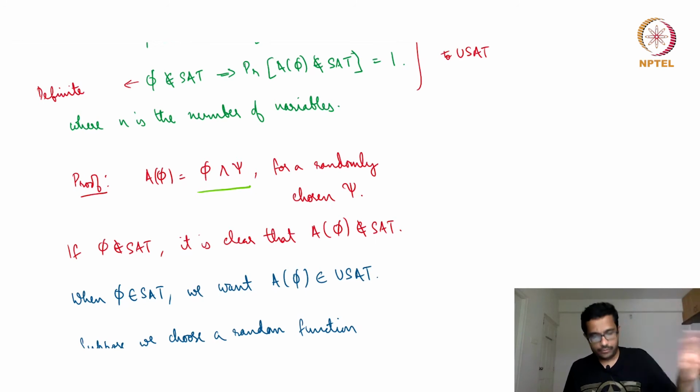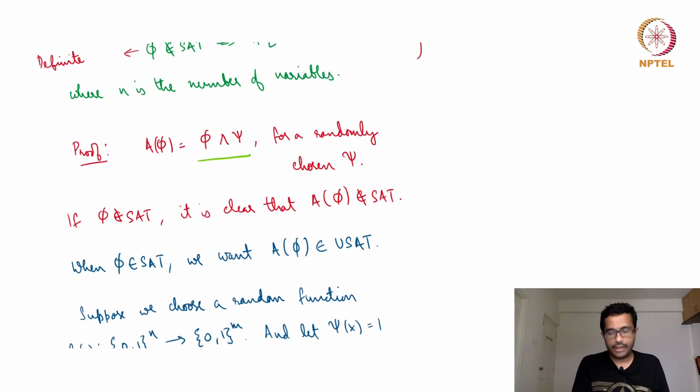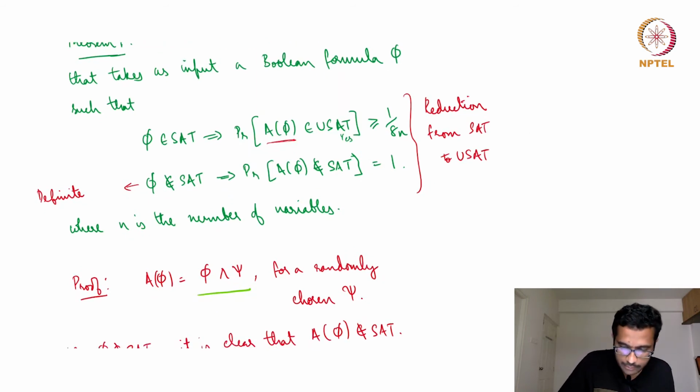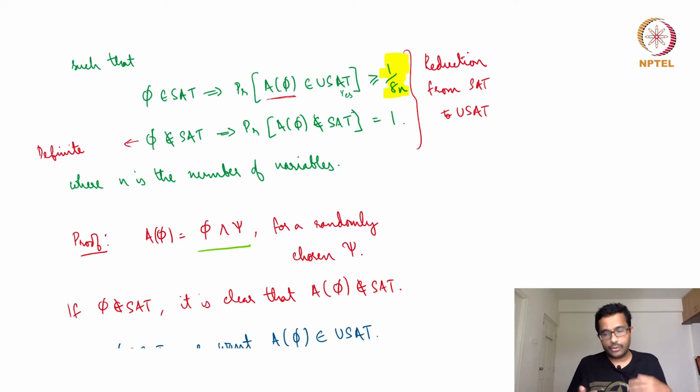What remains to be shown is that when phi is satisfiable, a phi has exactly one satisfying assignment with a good probability, and the good probability we will shoot for is 1 divided by 8n. And because it's one-sided error, we could easily boost it by just repeating, and we don't even need things like Chernoff bound.